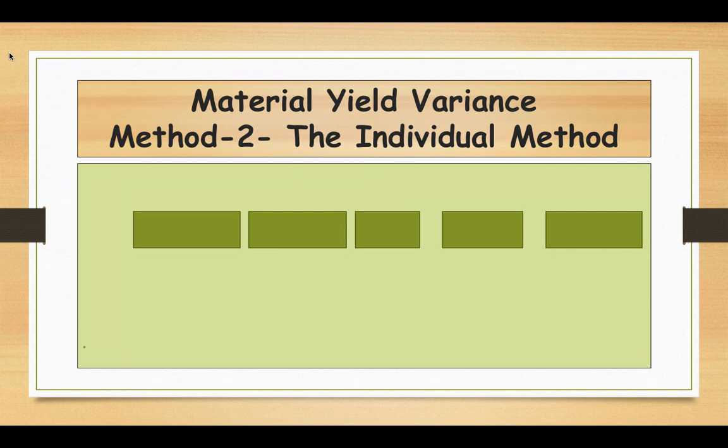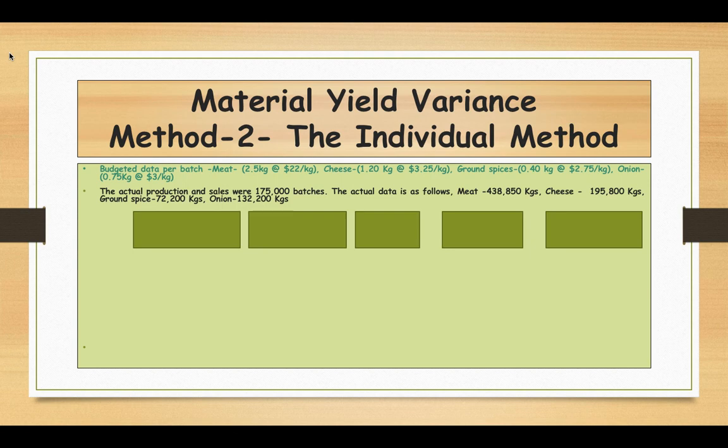Here we are going to see how to calculate the material yield variance using method 2. This method 2 is called the individual method. Here we are going to calculate the yield variances individually for each ingredient. So if you look at the data quickly, they have given the budgeted data and the actual one.